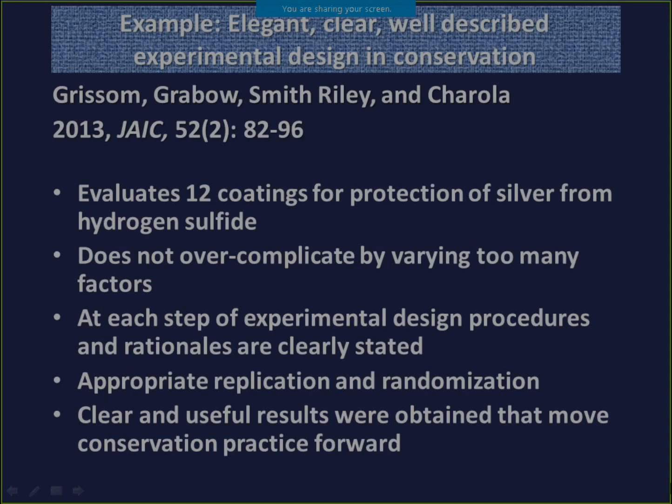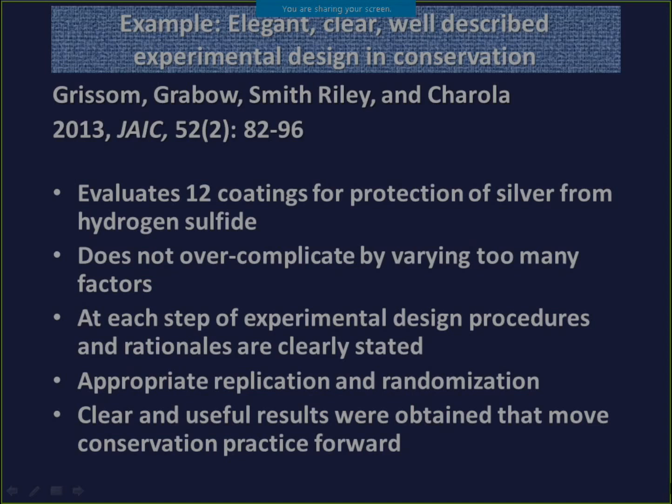An example of an elegant, well-designed and well-described experiment in conservation that was intended to address this problem can be found in a paper by Grissom et al., published in the Journal of the American Institute for Conservation in 2013. And it focuses on evaluation of coatings for the protection of silver exposed to hydrogen sulfide. One thing that makes this an elegant experiment is that they kept the focus on the most important factor for preventive conservation of historic silver collections, the ability of coatings to protect silver from hydrogen sulfide exposure, which is by far the most problematic pollutant for silver.